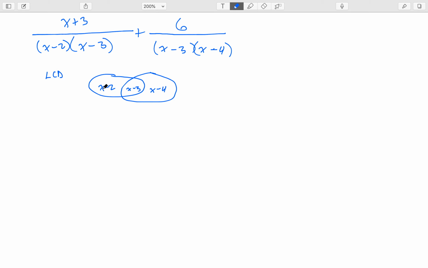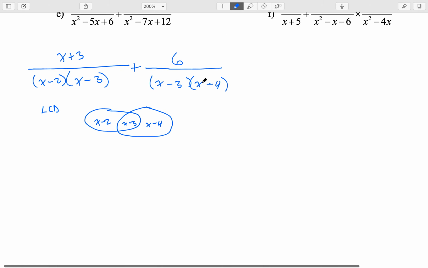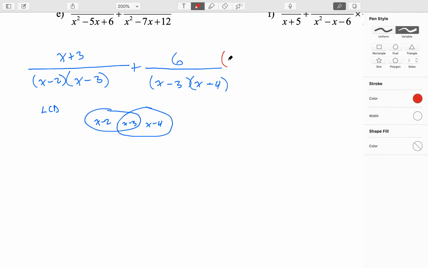So there it is. 1, 2, 3. I want to have all three of those factors in the bottom. This left fraction, I'm missing the X minus 4. So that's what I multiplied top and bottom. And the right one, I'm missing the X minus 2. Multiply top and bottom. Okay, let's do that right now. This one, I'm going to multiply by X minus 2 on the top and the bottom. And this one, that needs to be in brackets now, I'm going to multiply by X minus 4 on the top and bottom. Done.